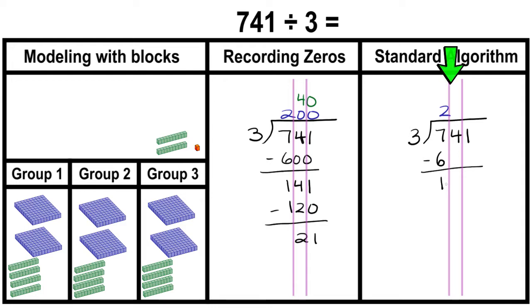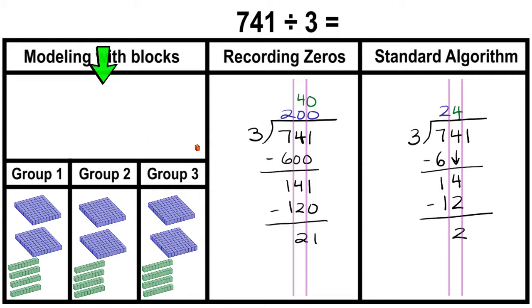Divide the tens next. Bring down the 4 tens. This 14 represents 14 tens. 14 tens divided into 3 groups is 4 tens each. 4 tens times 3 groups is 12 tens. 14 subtract 12 leaves 2 tens.